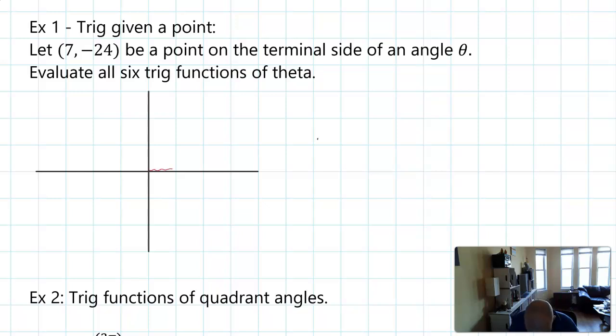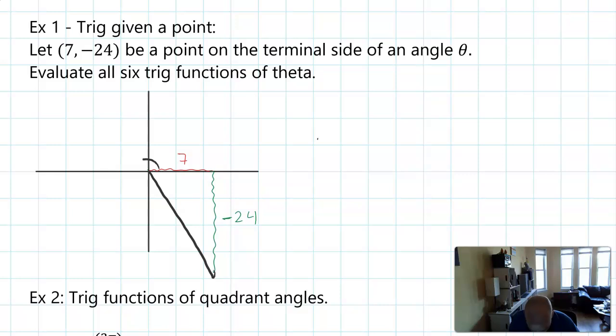So I'm not going to count out 7, but I'm going to say that's 7, and this is negative 24. I'm going to use that point to make a triangle. So notice I'm definitely not on the unit circle, right? These are way too big of numbers.